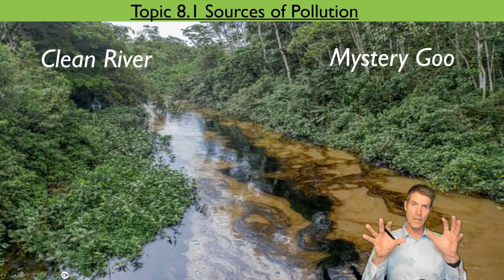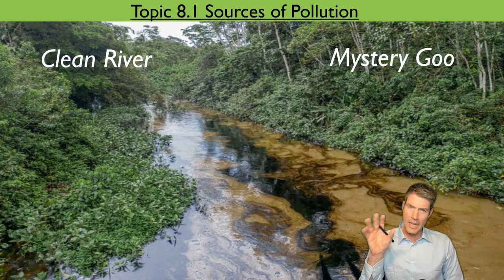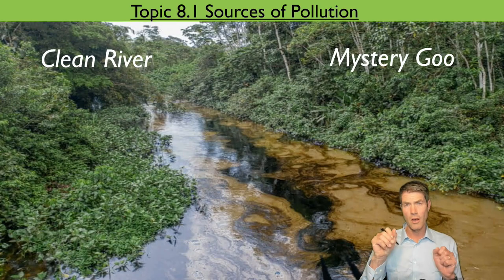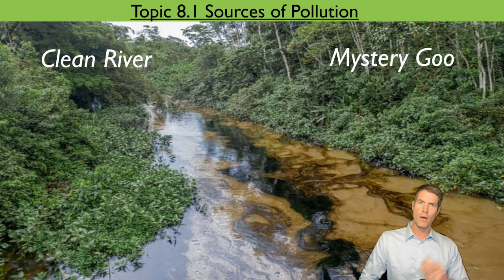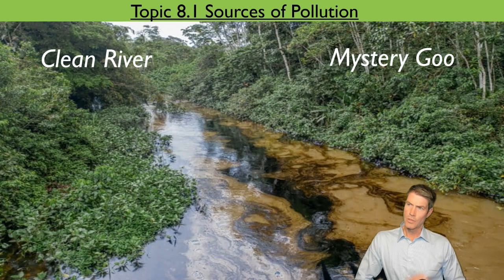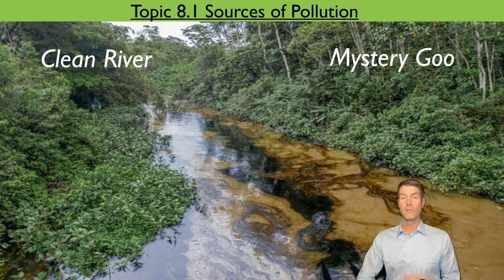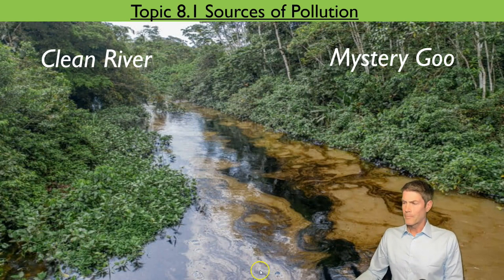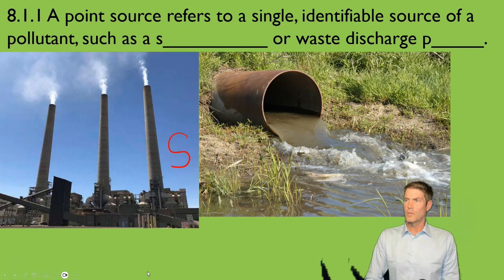All right, first video of Unit 8. This is aquatic and terrestrial pollution. So we're going to learn all about how our land and waters get polluted. So 8.1, sources of pollution. Where does this pollution come from? I've touched on a lot of this before, but we'll get into the details more specific.